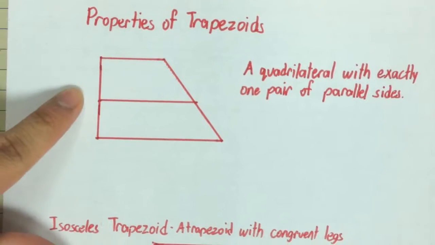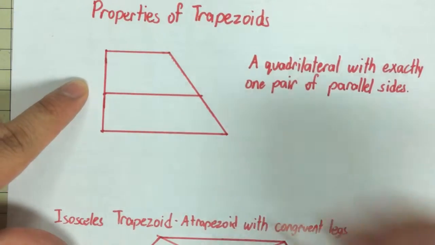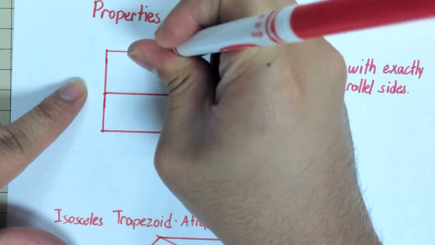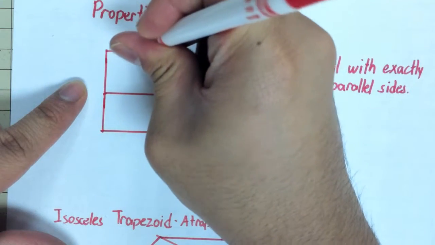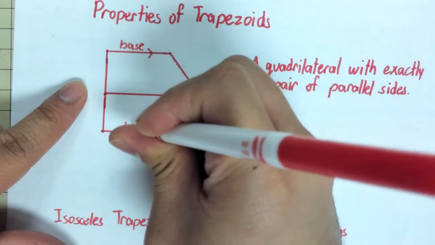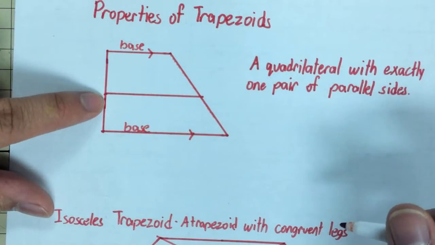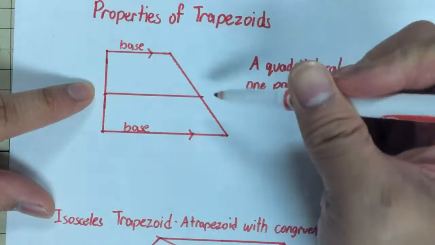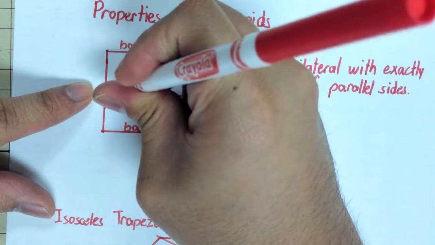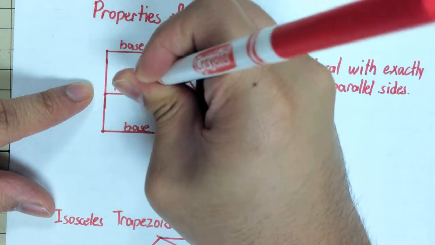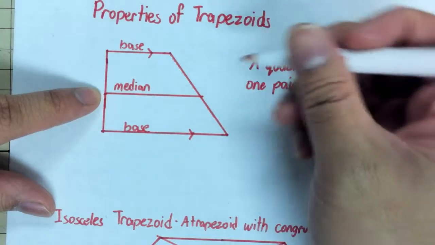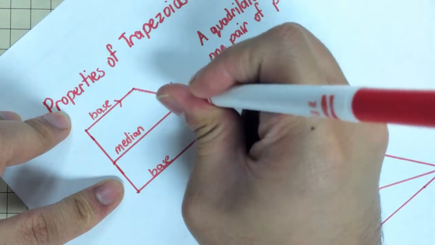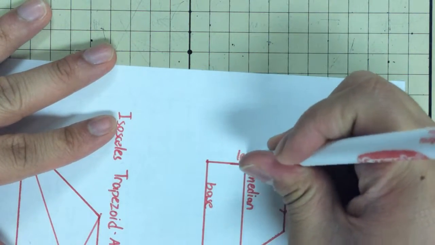So what I'm going to do here is label different parts of this trapezoid. If these two sides are my parallel sides, then we call this a base, and this my other base. This line in the middle, that goes from midpoint to midpoint, depending on the textbook you use, some books call this median, some books call this mid-segment. And over here are my legs. Here's one leg. The non-parallel sides are called the legs.